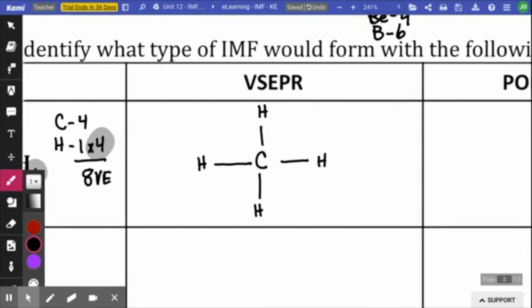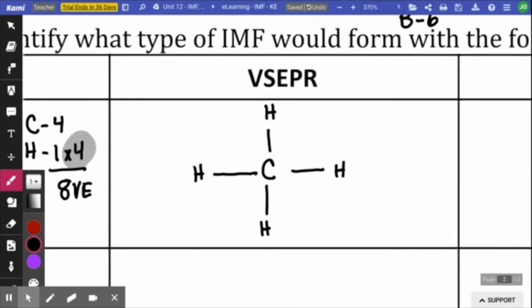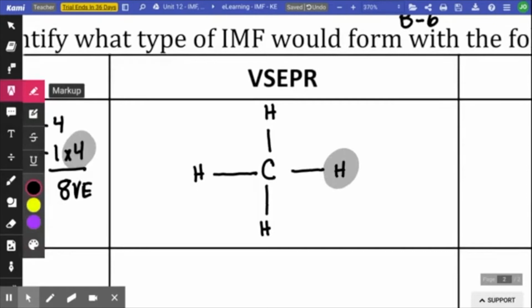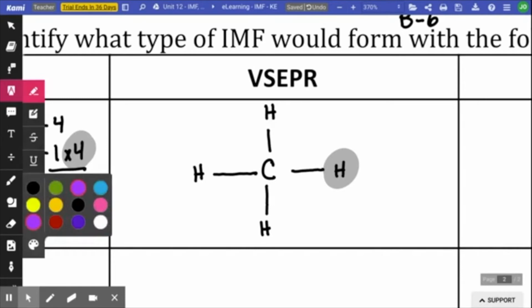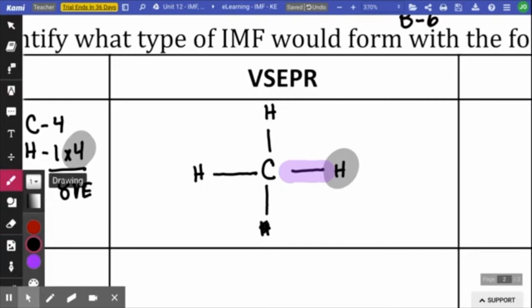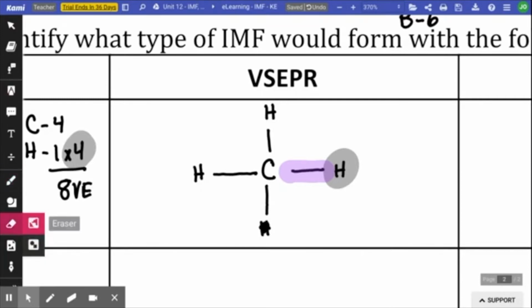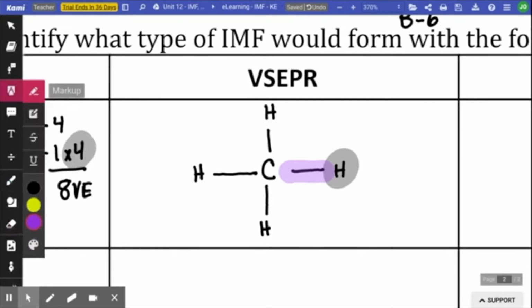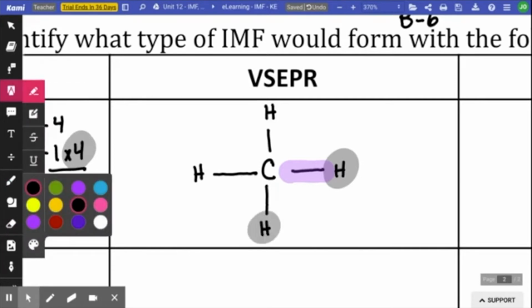Looking at our CH4 here, if I'm looking at my hydrogen, let's say that hydrogen right there, how many are attached to it? Well, it's got this right here, and that one represents 2 electrons. So that hydrogen is okay. Let's look at the next one. That hydrogen, we've got 2 electrons. Same thing with all of those hydrogens there.